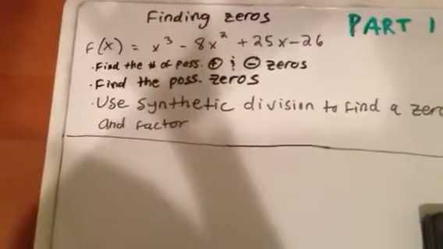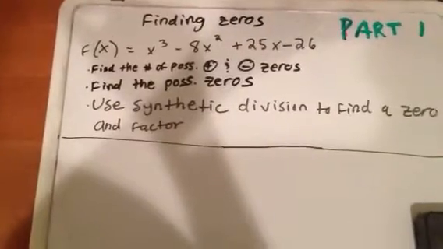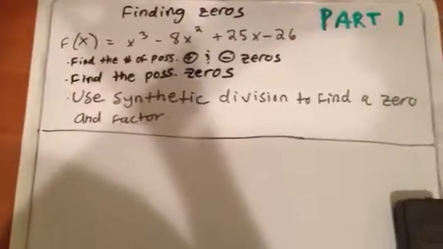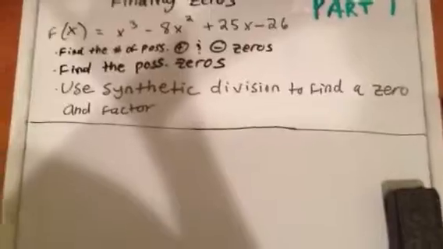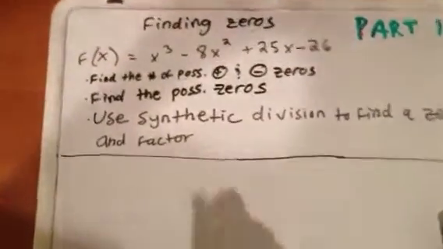In part 1, we're going to do the following things. 1. Find the number of possible positive and/or negative zeros. 2. Find the possible zeros. And 3. Use synthetic division to find a zero and factor based on that. So let's focus on the first bullet point.